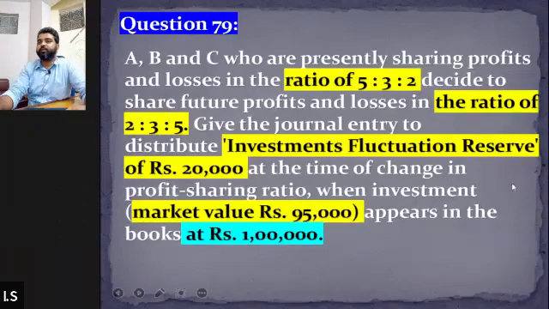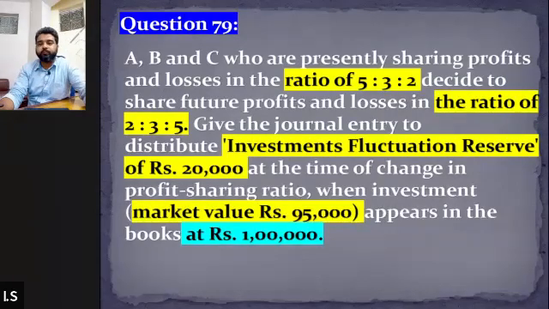Okay, so we'll start with question number 79. Question 79 is saying that A, B, and C, who are presently sharing the profit and losses in the ratio of 5:3:2, decide to share the future profit and losses in the ratio of 2:3:5. That means there is a reconstitution taking place in the firm because the profit sharing ratio is changing. Give the general entry to distribute the investment fluctuation reserve of rupees 20,000.